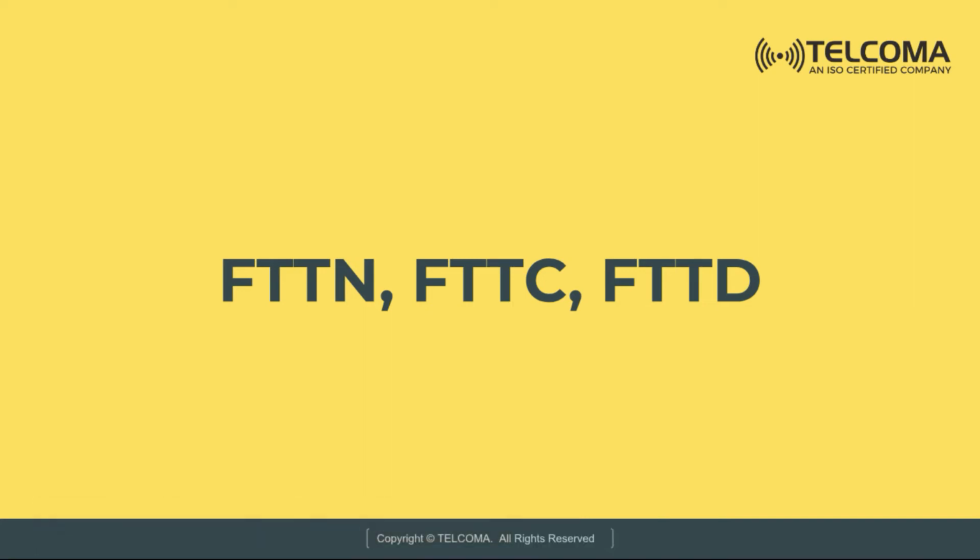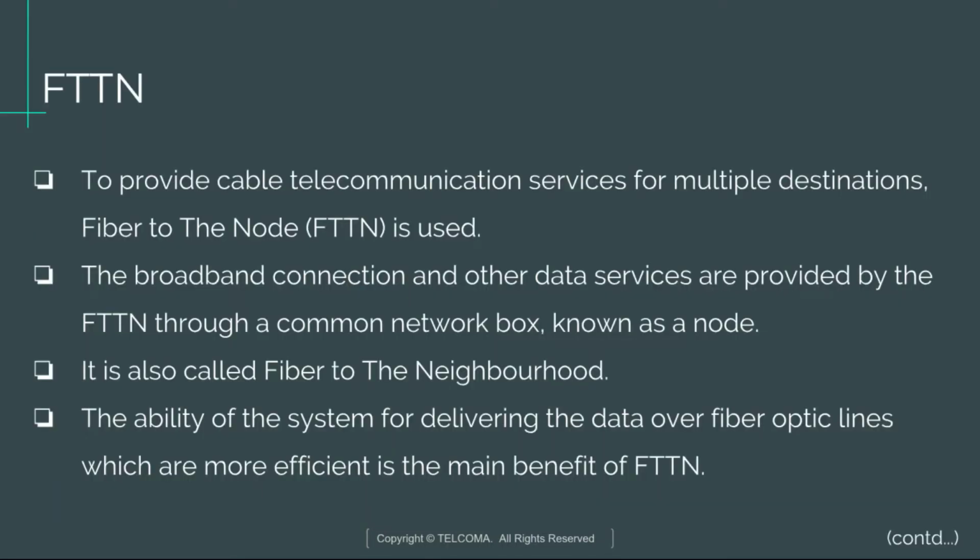Our next topic is Fttn, Fttc, Fttd. Now we start with Fttn. To provide cable telecommunication services for multiple destinations, fiber to the node is used. The broadband connection and other data services are provided by the Fttn through a common network box known as a node. It is also called fiber to the neighborhood.